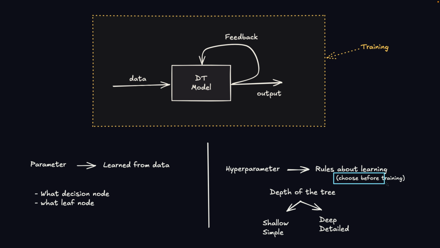I just want to reiterate here, the hyperparameters are chosen before the training process begins. That is the important difference. And hyperparameters are not learned from the data. They are set by someone who develops the models. Someone who is developing these models will decide what kind of hyperparameters to choose, and they will set them at the beginning of the training process.